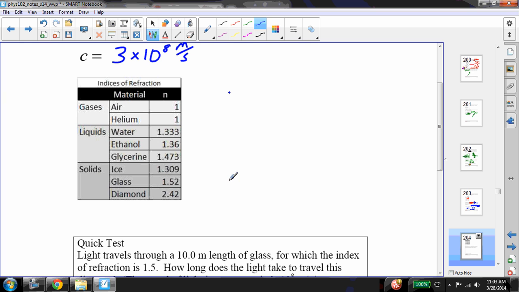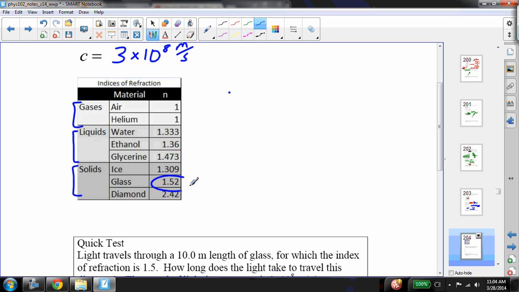Here are some indices of refraction. So notice for gases, air and helium, their index of refraction isn't actually equal to 1. It's like 1.000 something, but I'll just list them here as 1. And from here on out, we'll just assume that when light is traveling in air, it's traveling at the speed of light. However, notice that when you go into liquids and solids, rather, the index can be quite high.